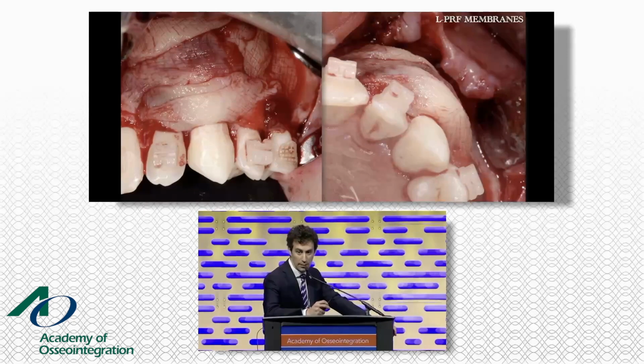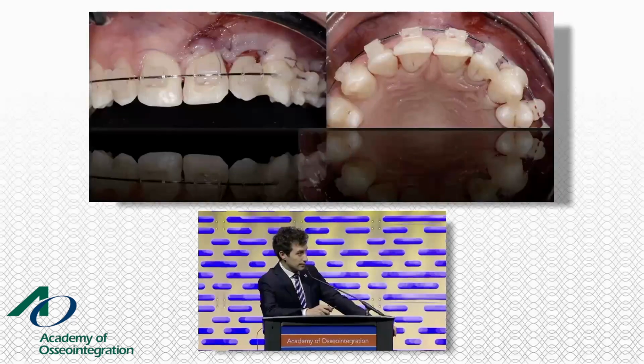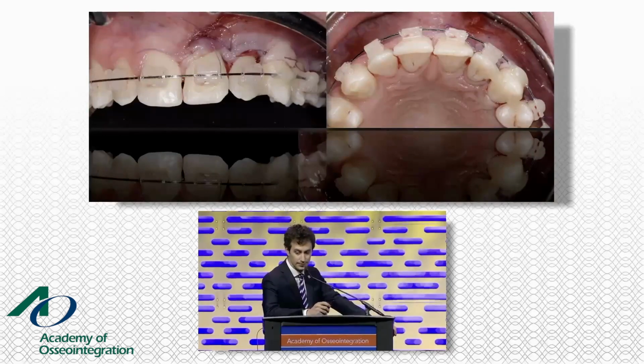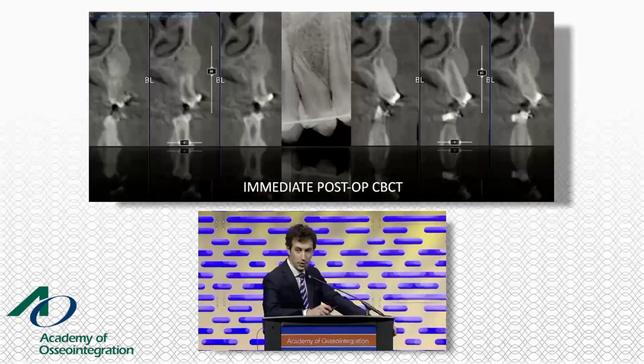This is the suture and the splinting of the tooth in the bracket of the patient. This is the immediate post-op. We can see the graft well attached on the vestibular part of the tooth.